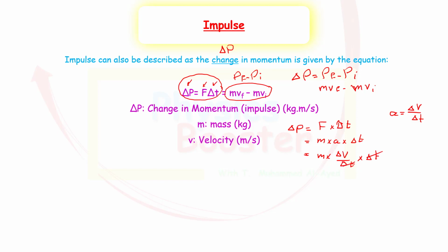So we can get rid of delta t with delta t. So now we have m delta v. We can say that m delta v is going to give me the delta p, right? And if we want to simplify it even more, we know that delta v is equal to v final minus v initial. So we can say that m times v final minus v initial, and we can just rearrange the equation. It will become mv final minus mv initial, which is the first equation right here. So this is just a simple proof that force multiplied by time is equal to the change in momentum.